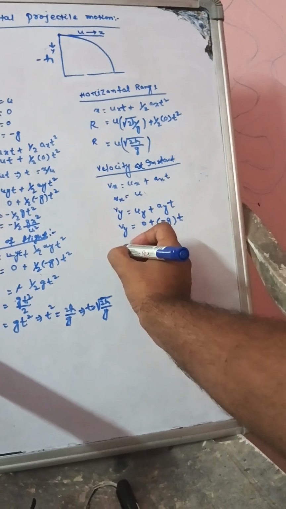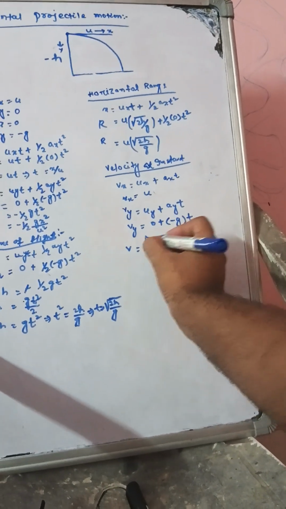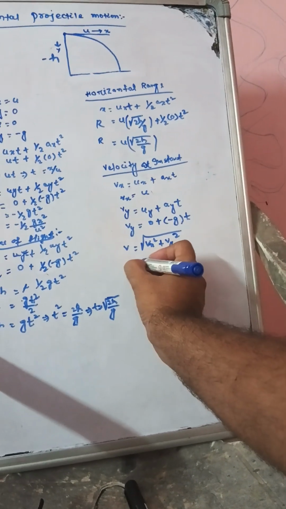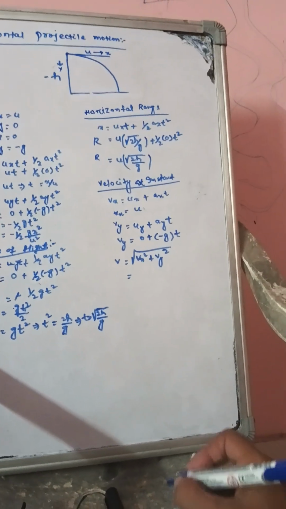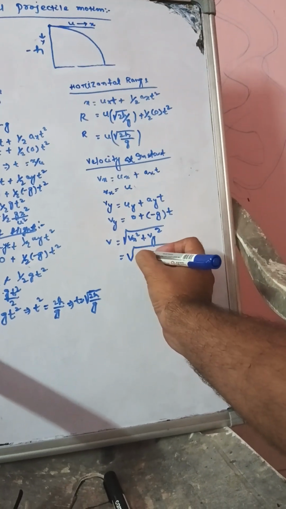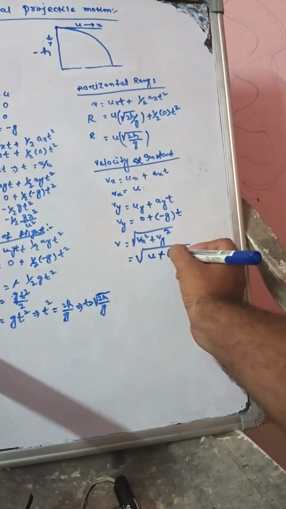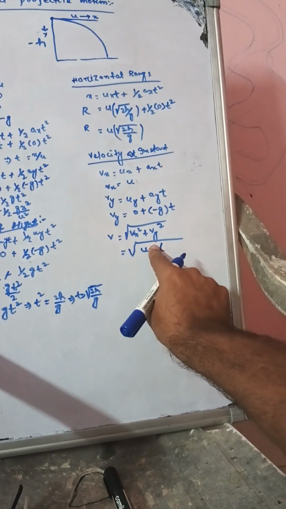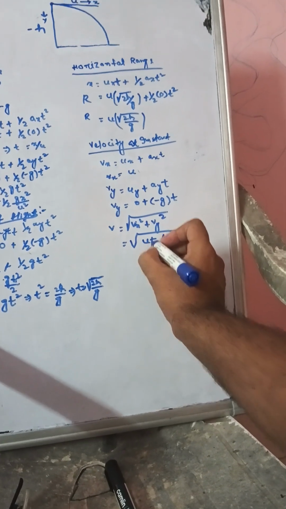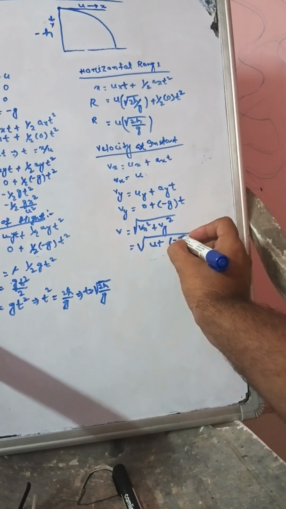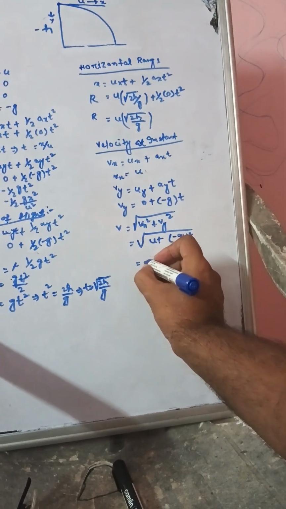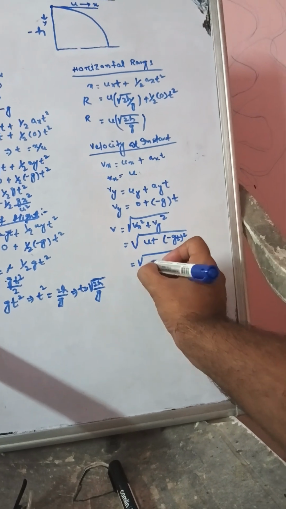Then v is equal to square root of vx square plus vy square. What will we get? We get the square root of u square plus minus gt whole square.